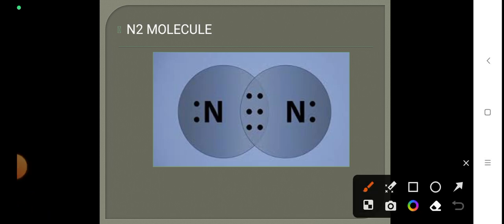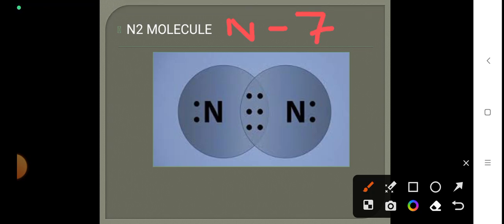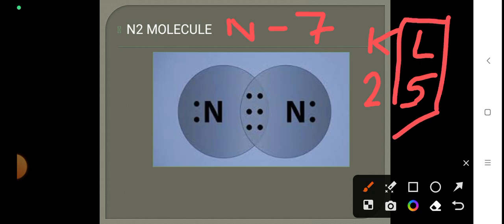Now the next molecule we will understand is nitrogen. We all know nitrogen symbol is capital N and the atomic number is 7. If I write the electronic configuration, the arrangement of electrons in K and L shell, K shell will have 2 electrons and 7 minus 2, 5, so L shell will have 5 electrons. Now the outermost orbit L shell has 5 electrons and is deficient of 3 electrons to attain octet configuration, because 8 minus 5 is 3.